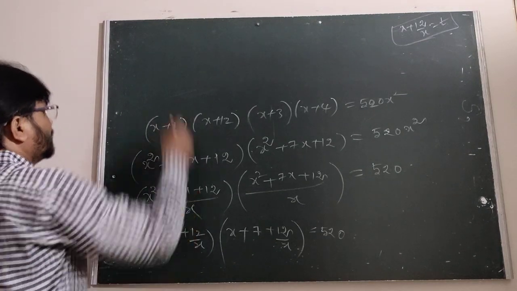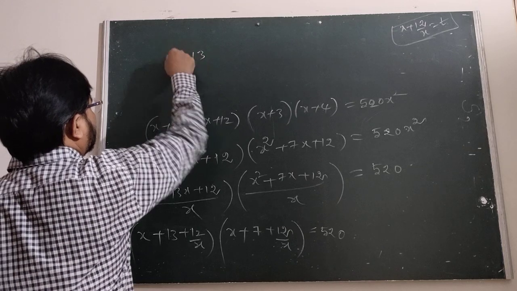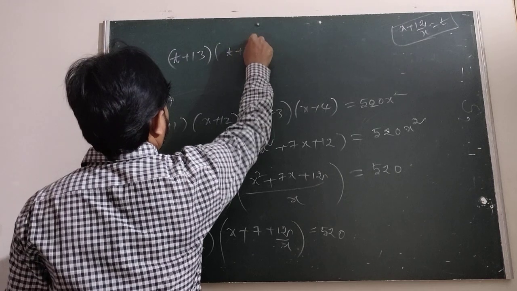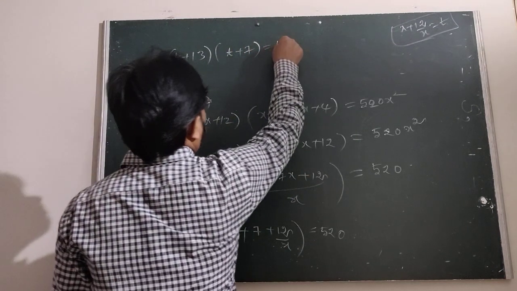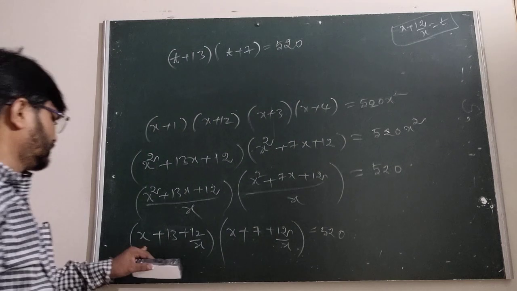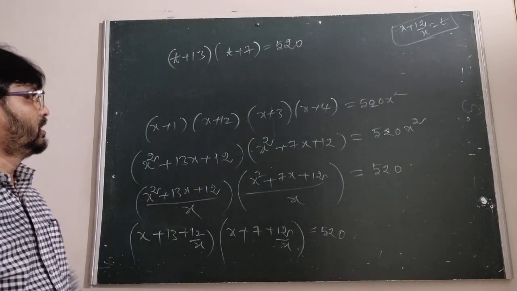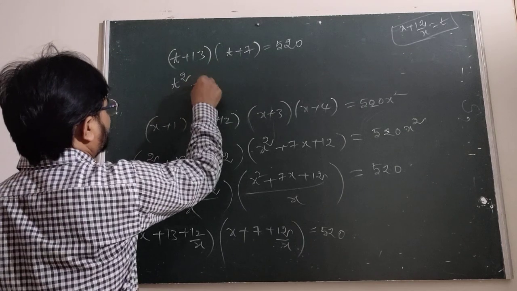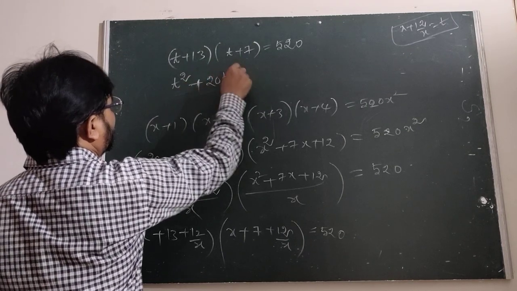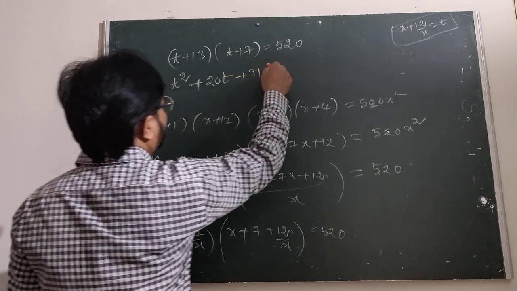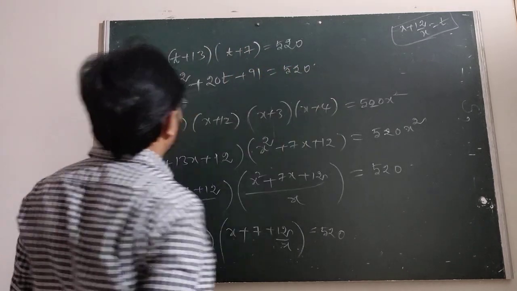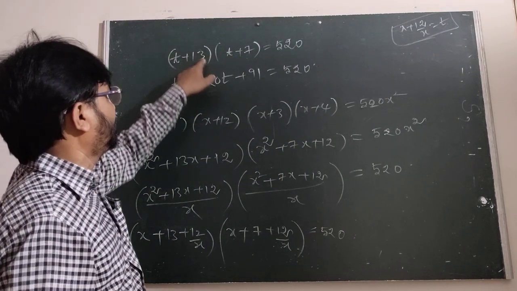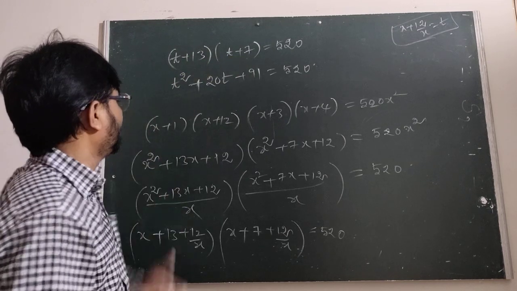Therefore, we write (t + 13)(t + 7) = 520. Now expanding, we get t², then 13t + 7t is 20t, and 13 times 7 is 91, equal to 520.